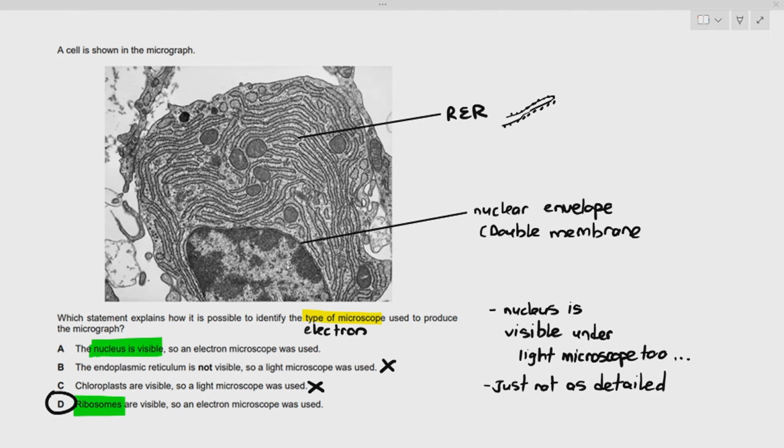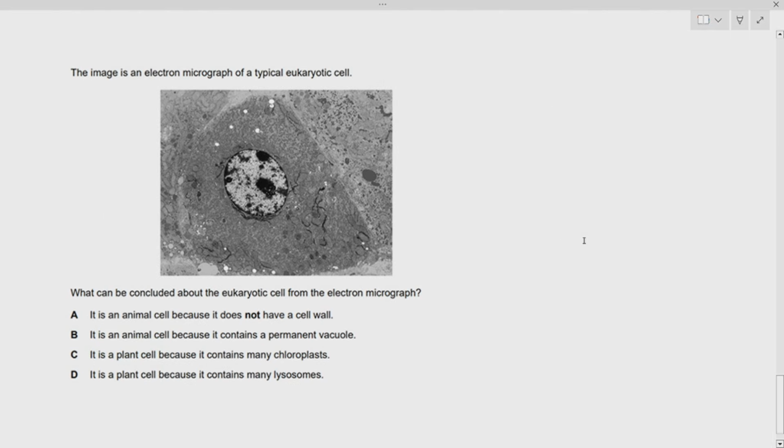The next question here, the image is an electron micrograph of a typical eukaryotic cell. What can be concluded about the eukaryotic cell from the electron micrograph? Well, the first thing is, do we see any empty looking space inside there like the previous question? No, we don't. So there's no large permanent vacuole. So B is wrong. It's technically an animal cell, that is correct, but animal cells do not have a permanent vacuole. So that statement does not make sense there.